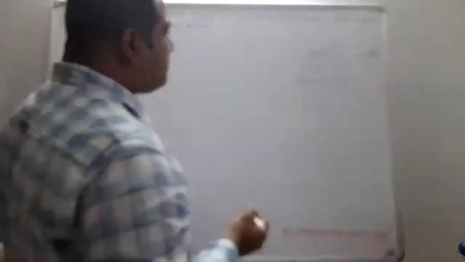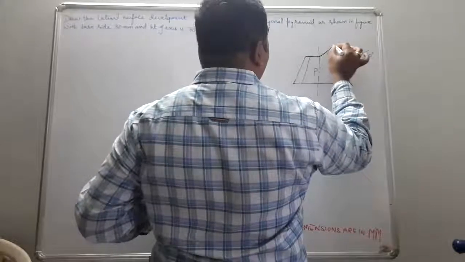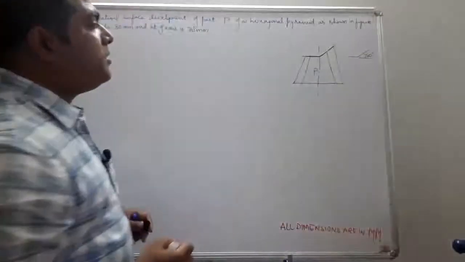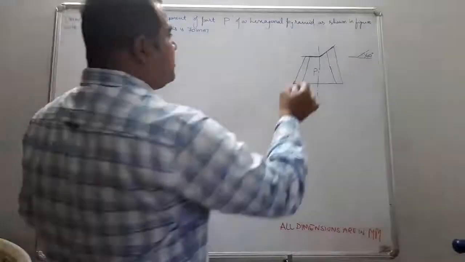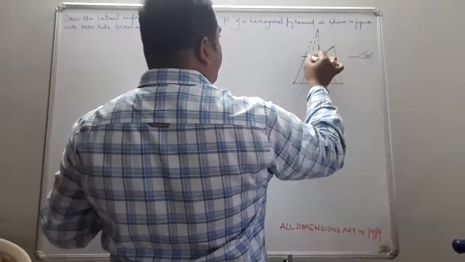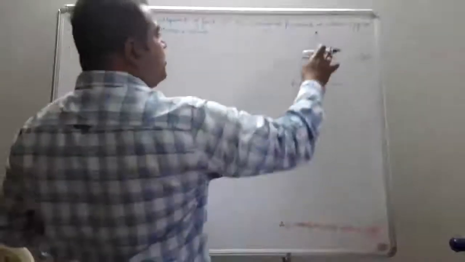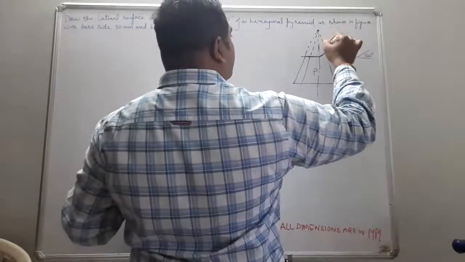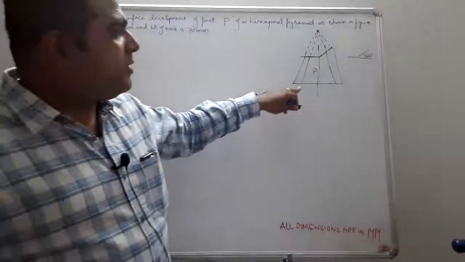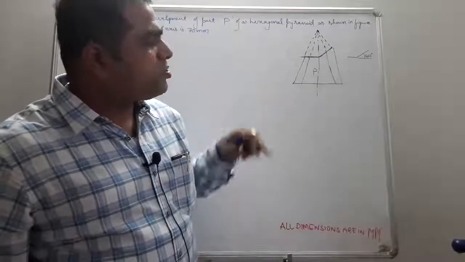So this was part P, and the section plane is supposed to cut your pyramid in the front view like this. So this was a retained portion actually. So actually the pyramid is going to be like this. Let us assume the pyramid is going to be like this. But the retained shape is going to be this, and the removed portion is this. So this portion is to be developed.